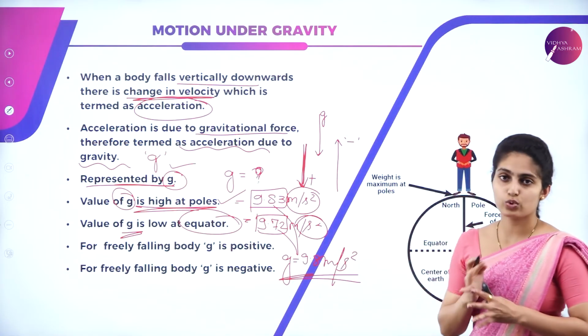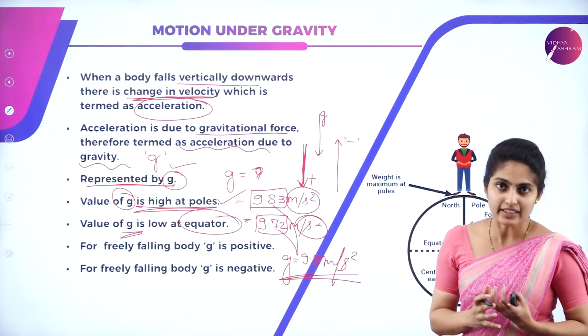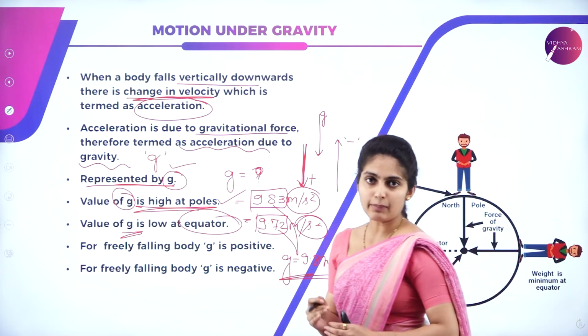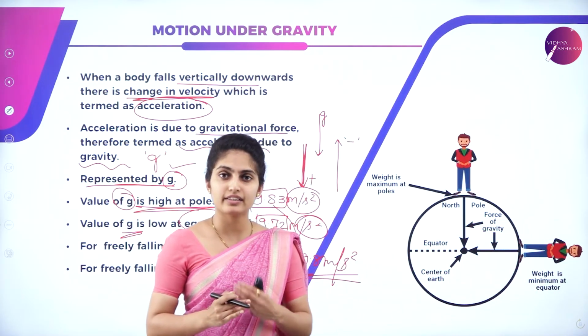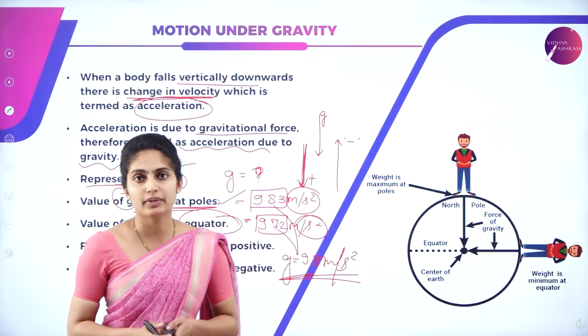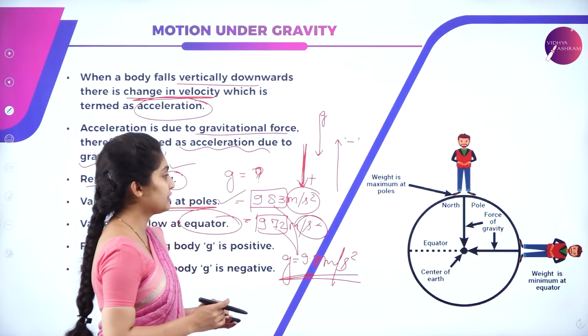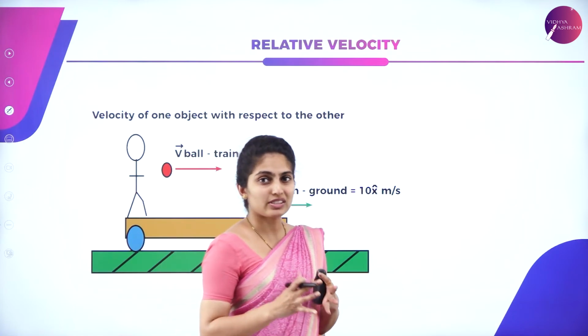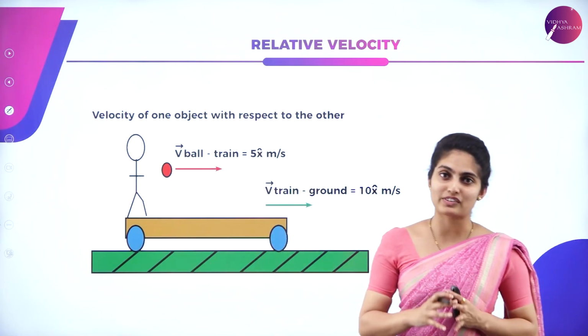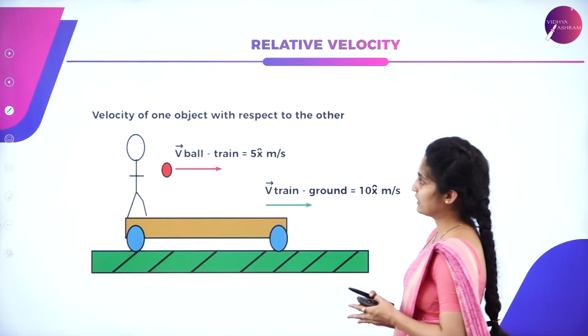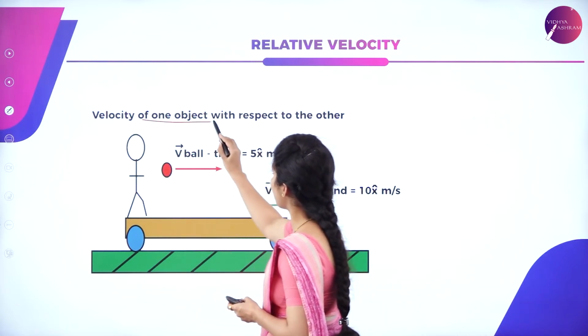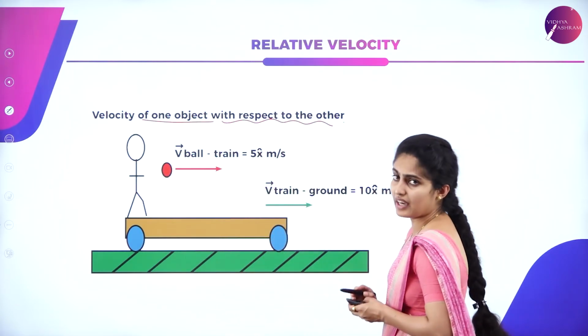These are all the things you need to know about gravity, motion under gravity. Okay, so the same concept about gravity is studied in the same class in the upcoming chapter. And next you have the relative velocity, which is the last concept of this chapter, known as relative velocity. Here, velocity of one object with respect to the other we are studying.